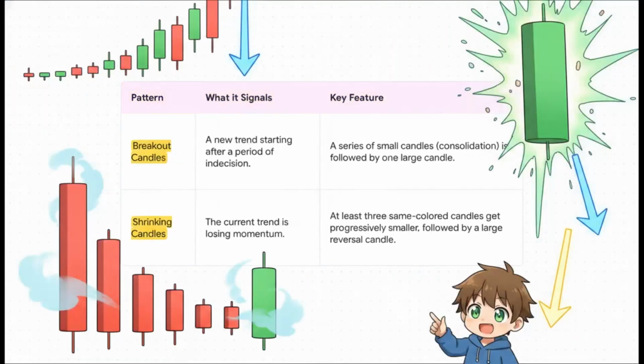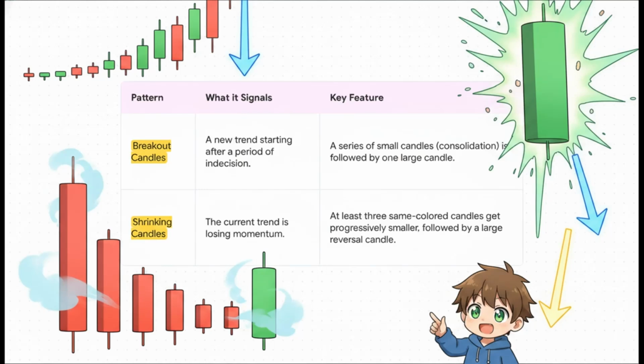And our last 2 patterns are all about momentum. Breakout candles are like an explosion. After a period where the market is quiet and undecided, you'll see a bunch of small candles. One giant candle suddenly breaks out of that zone. This can signal the start of a really strong new trend.